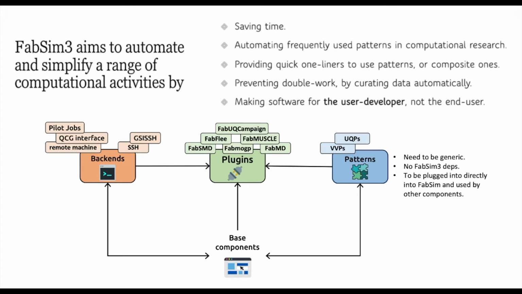FabSim3 aims to automate and simplify a range of computational activities by saving time, automating frequently used patterns in computational research, providing quick one-liners to use patterns or composite ones, preventing double work by curating data automatically, making software for the user developer, not the end user.